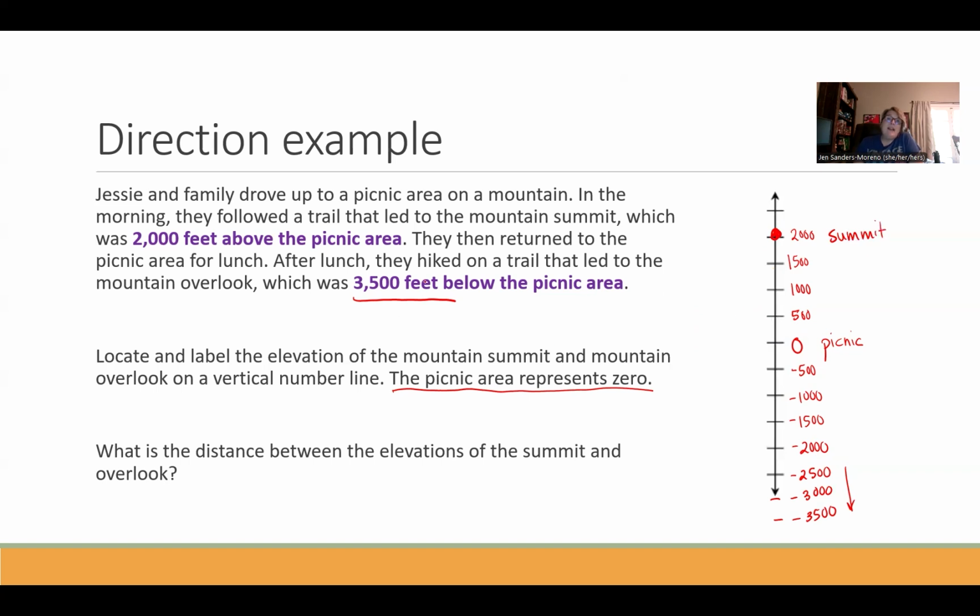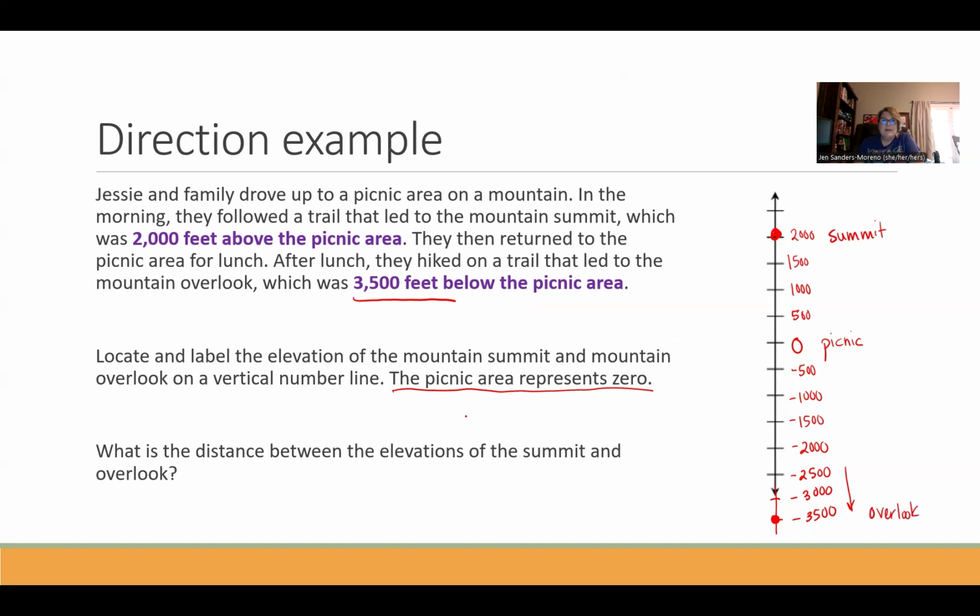Okay. And then after lunch, they went to a trail with another overlook, which was 3,500 feet below. So this is, as I said, if we only went to negative 2,000, then we'd have to adjust and keep going till I got to that negative 3,500. And that's the overlook.